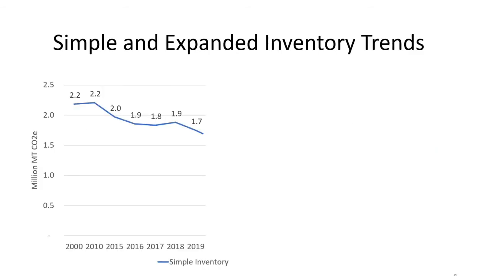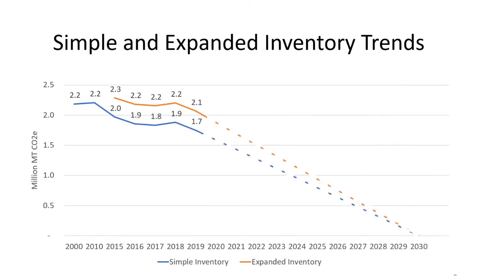The blue line here shows the simple inventory trend shown earlier. The orange line shows the increase in the expanded inventory, largely due to the ability to account for the full range of our commuting. While emissions have decreased 20%, roughly 1% a year since 2000, due to a cleaner grid, we can see that we have a lot of work to reach carbon neutrality by 2030 and have to work at a much more rapid pace.